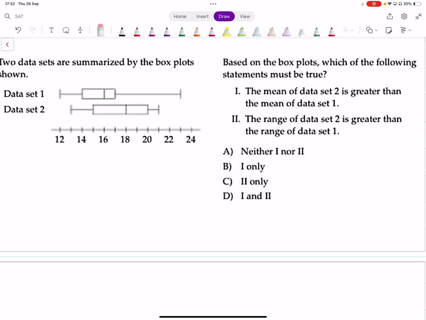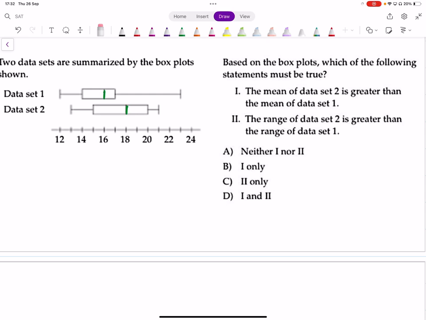The mean of dataset 2 is greater than the mean of dataset 1. Does a box plot even tell us anything about the mean of the data? It's the median of the data. This is the median, not the mean. The data is spread like this. There's no way you can figure out if the mean for dataset A is going to be higher or B is going to be higher. We can't say anything about the mean because we don't know the number of values.